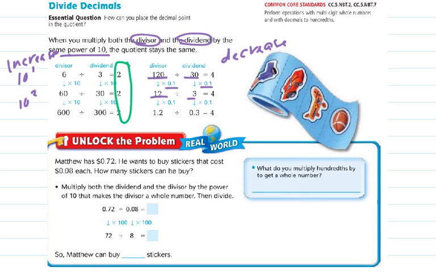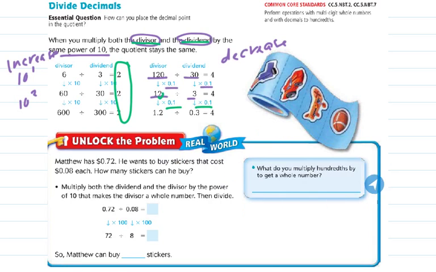Now, if we take 12 and we multiply by 1/10, we lose another decimal place. So we have 1 and 2/10 divided by 3/10. Because remember, whatever you do to the divisor, you must do the same thing to the dividend. So these are just some patterns that you should analyze. So we're going to start with the unlock the problem real world.